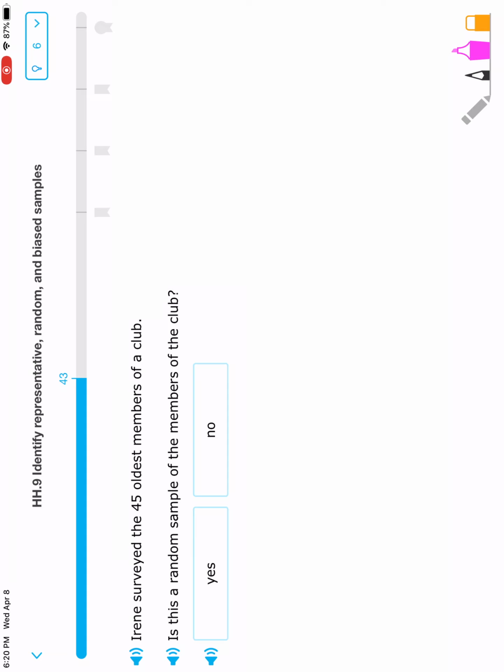Irene surveyed 45 oldest members of her club. Is this a random sample of the members of the club? What do you think? So she surveyed only the oldest members. She didn't include the younger ones. So this is biased. So is it a random sample? No.